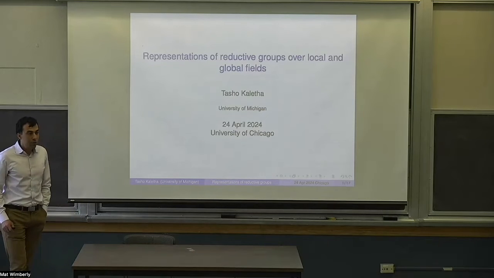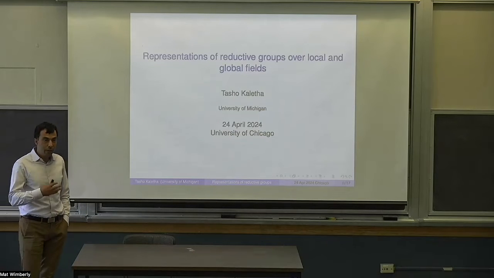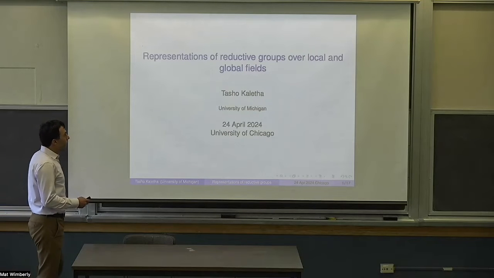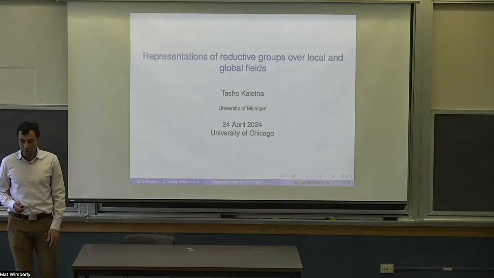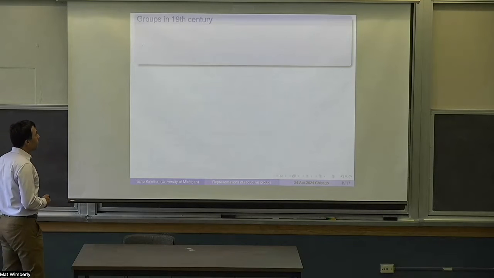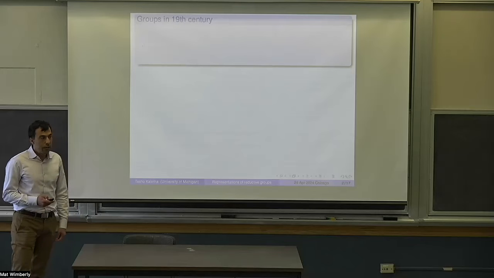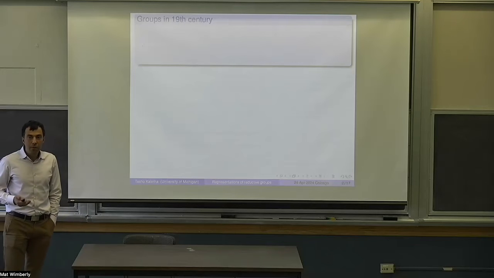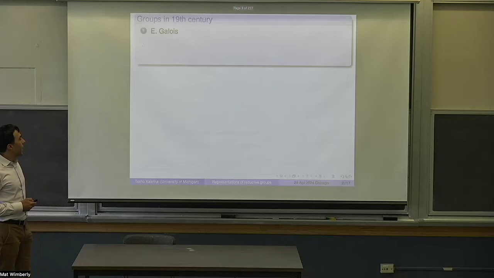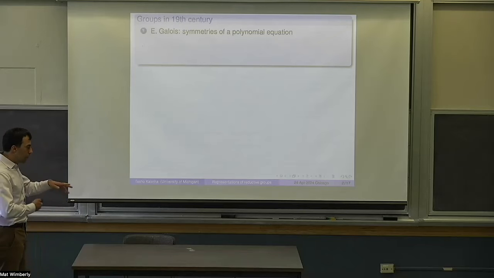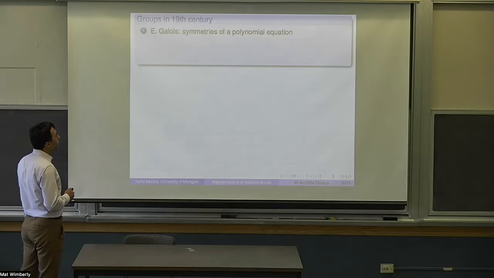I want to talk about representation theory and number theory and the connection between the two. And I want to start somewhat historically about the idea of groups and symmetry and how it arose in, say, the 19th century. There were two main motivations. One came from the work of Galois, who was thinking about polynomial equations and their symmetries, ways in which you can permute the solutions of a polynomial equation.